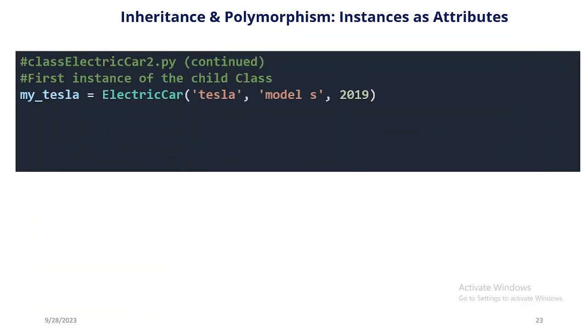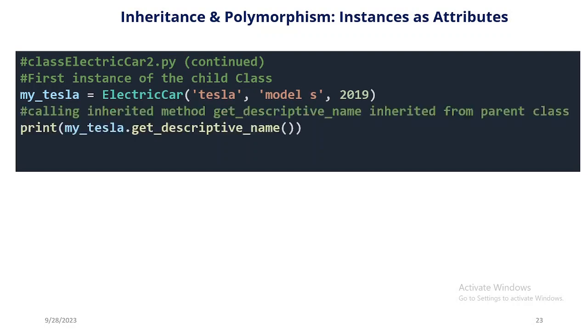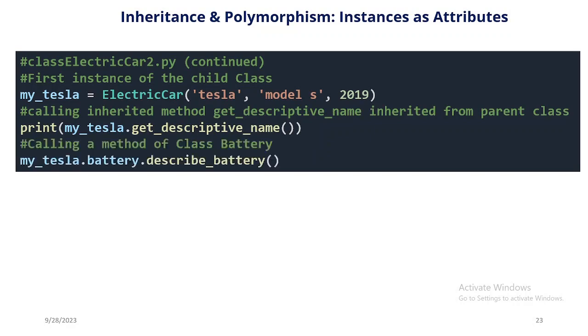So we continue. We are now creating instances of the new ElectricCar class. my_tesla equal to ElectricCar, Tesla Model S 2019. Print my_tesla.get_descriptive_name, which is from the parent class Car that has not been changed. And then we say my_tesla.battery.describe_battery. See the double dot here.